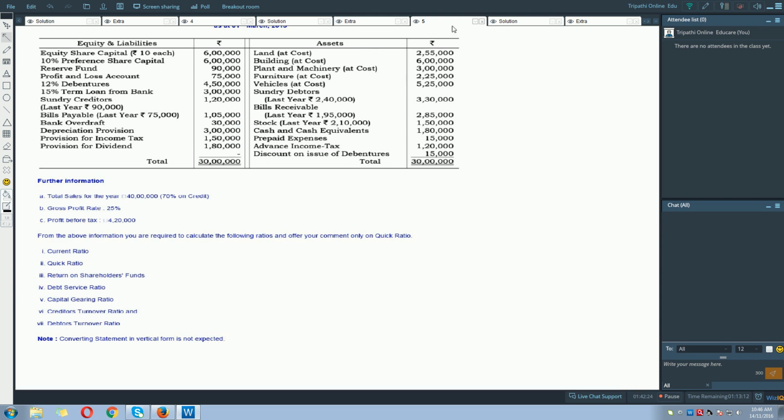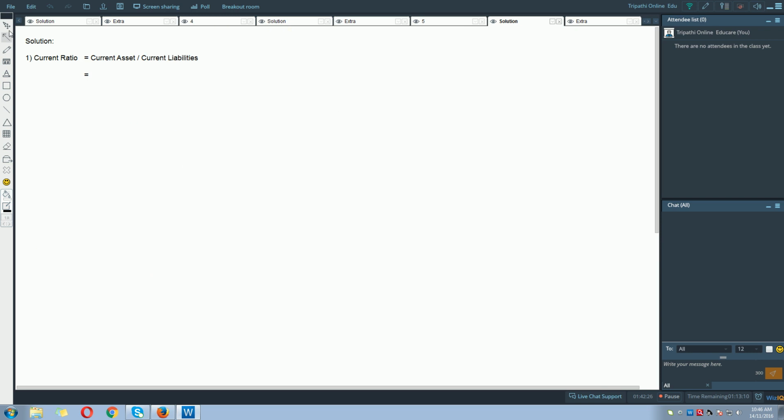We'll have to calculate current ratio, quick ratio, return on shareholders fund, debt service ratio, capital carrying ratio, creditor turnover ratio, debtor turnover ratio. Note: converting statement into vertical form is not expected, so we don't have to prepare vertical statement of this. Okay, so directly we can go for current ratios. We can calculate the current ratios. So let us start.